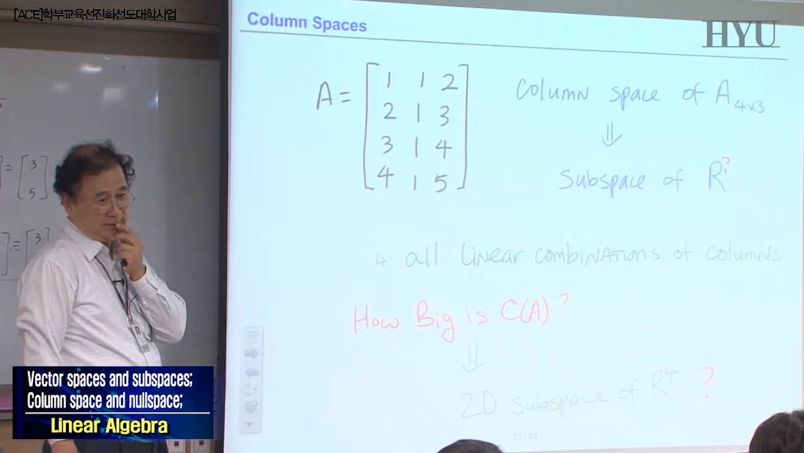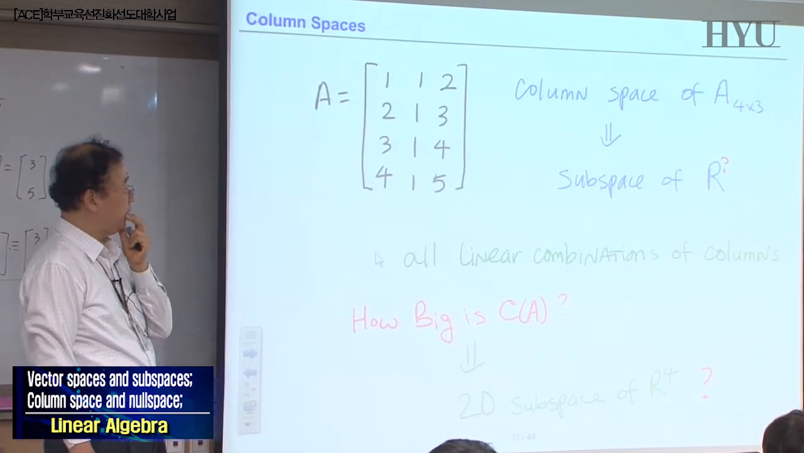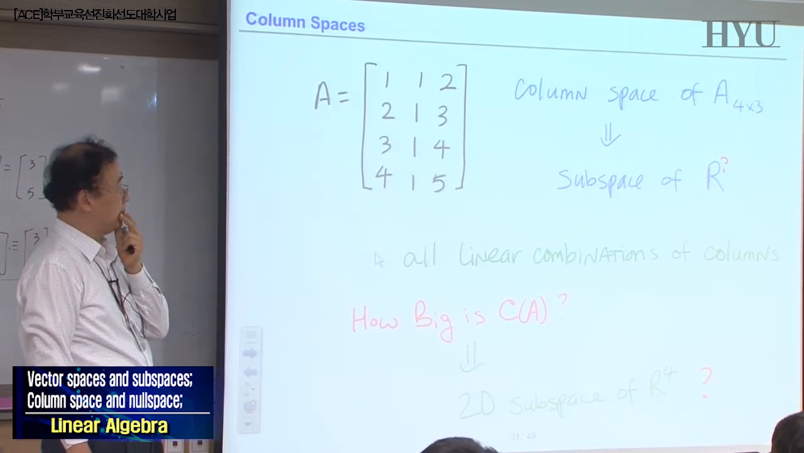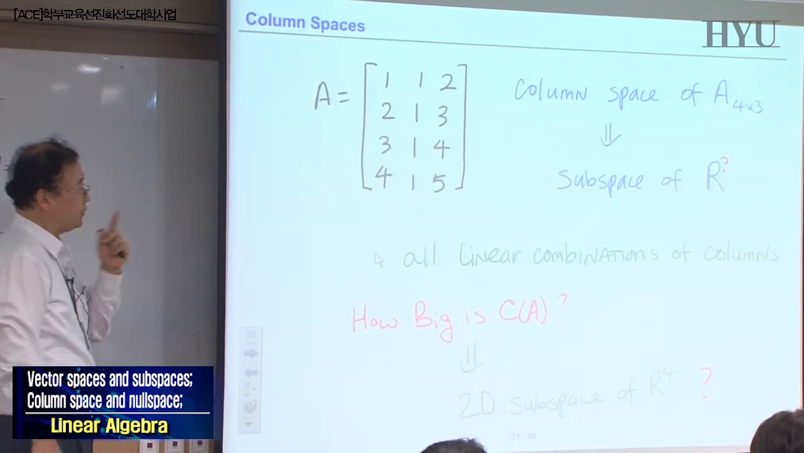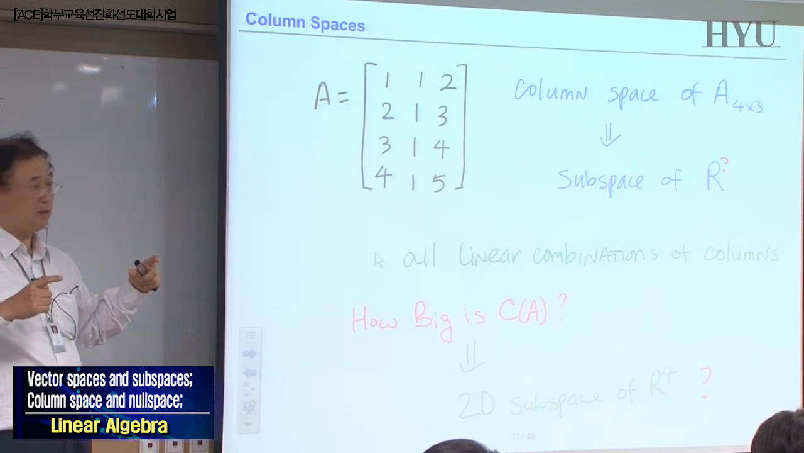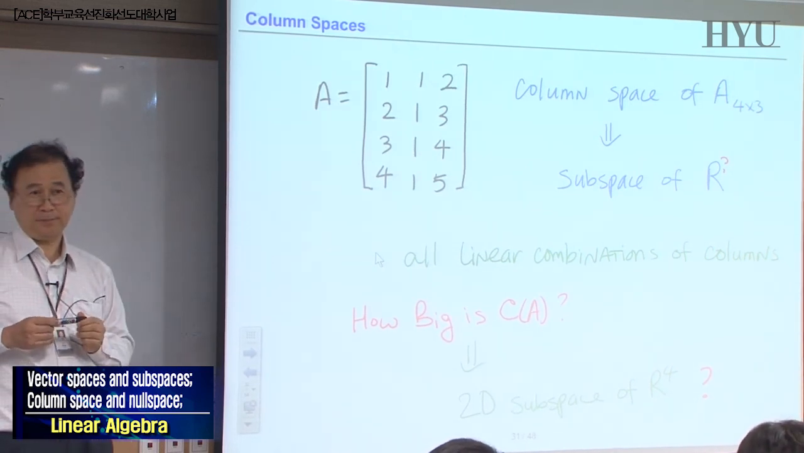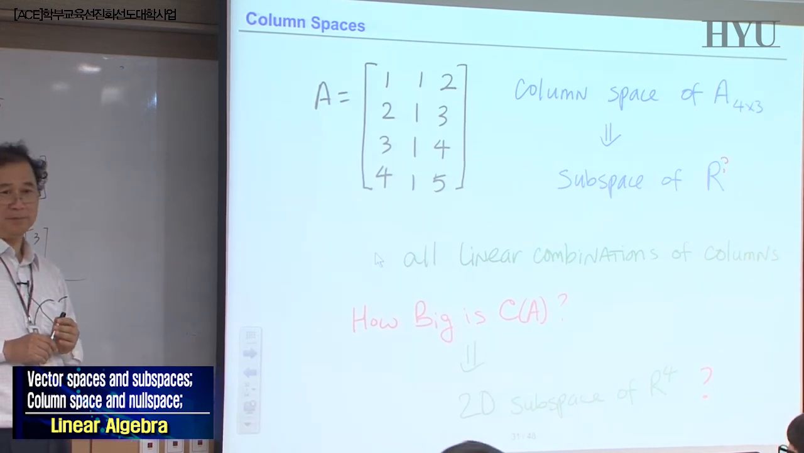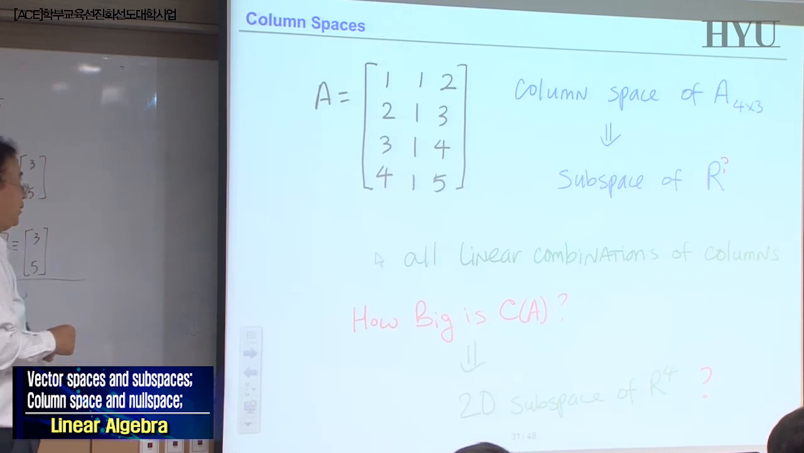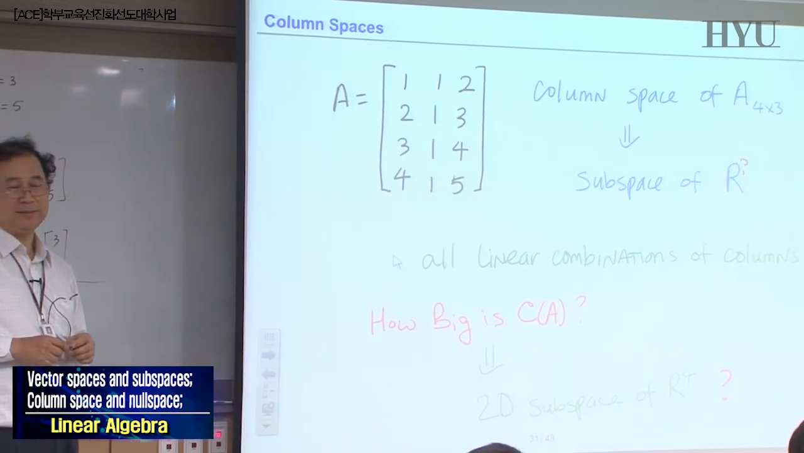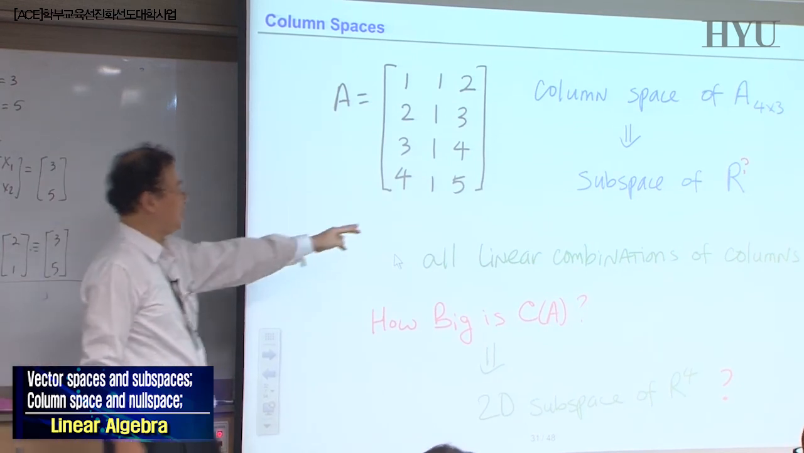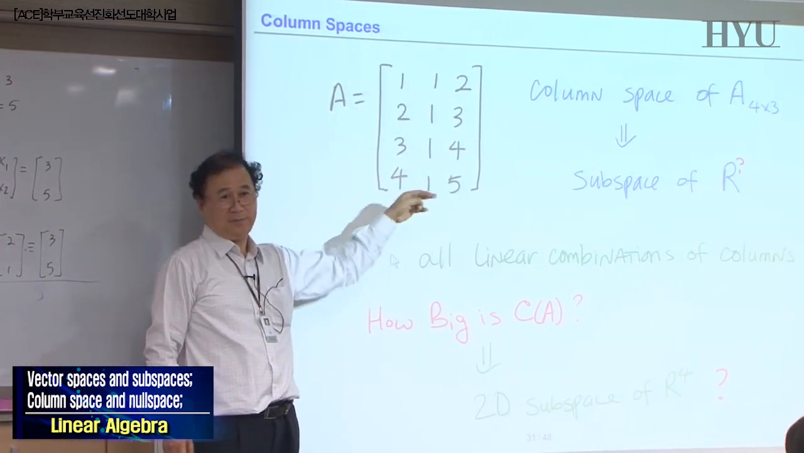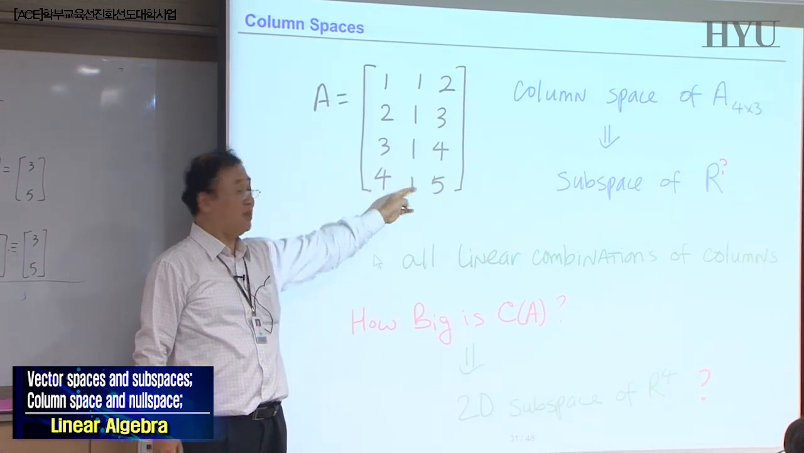Then what's the column space? R4, or what? What's the dimension of the subspace? I claim it is a plane, because this is a linear combination of two. I'm saying they are not independent.